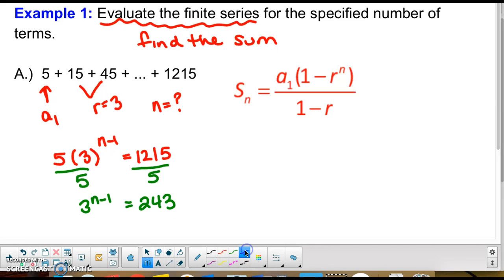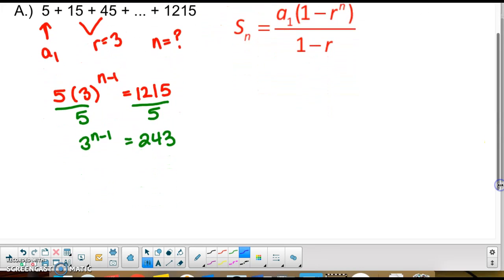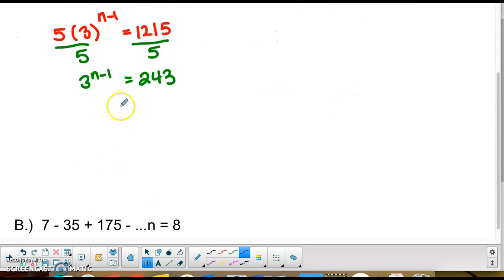Now we're going to use our skills from the log and exponent unit that we did, and we're going to make these into the same base. So 3 to the n minus 1 has to be equal to 3 to the 5th. So we make n minus 1 equal to 5, so that means n equals 6.